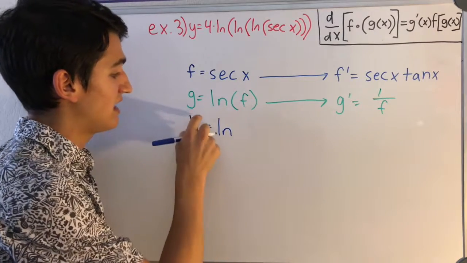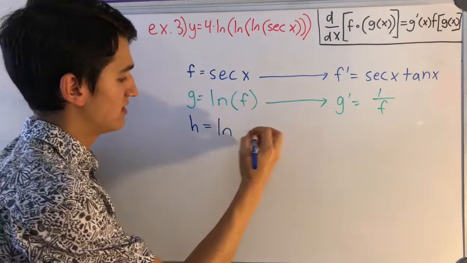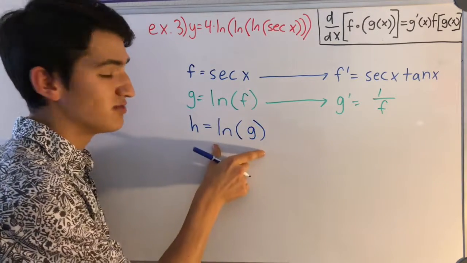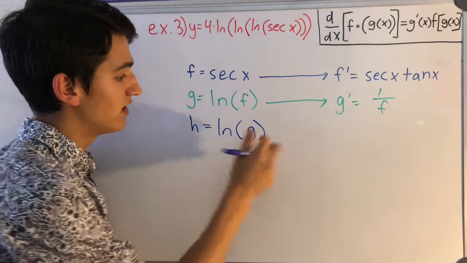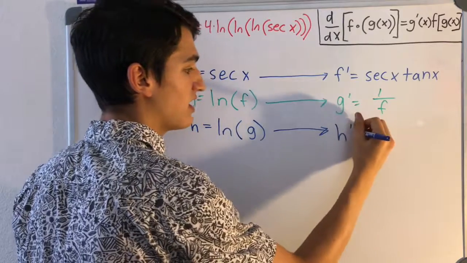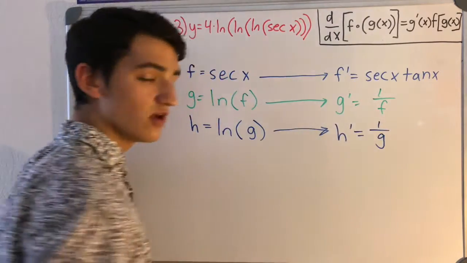And everything inside is actually just g, right? Because g is the natural log of secant of x. So h would just be the natural log of g. Moving over here, h prime, just like we did before, is just 1 over g.